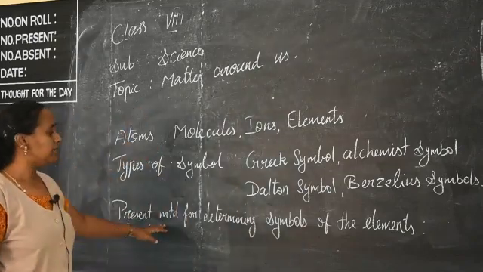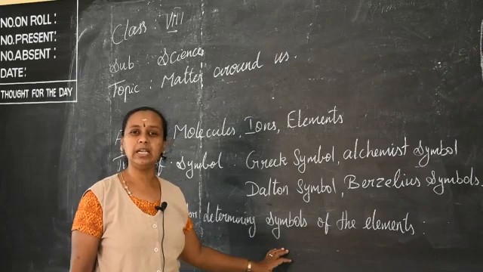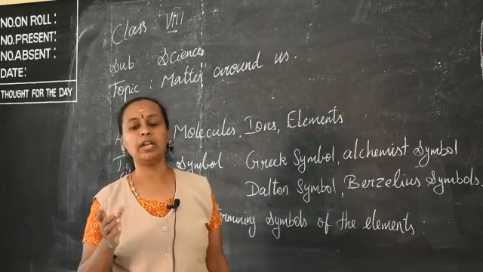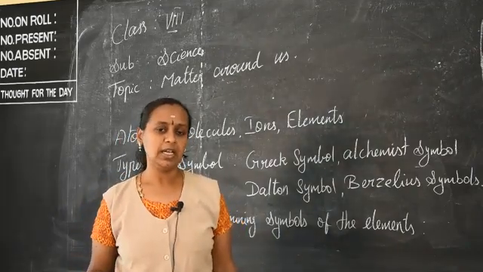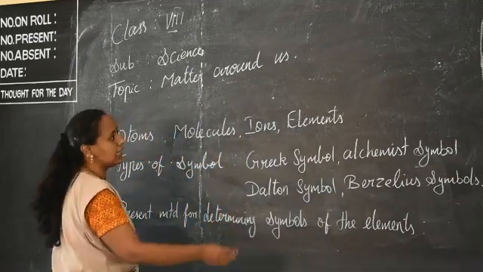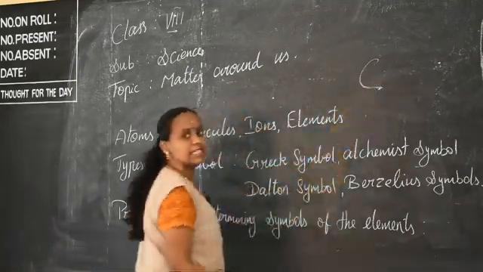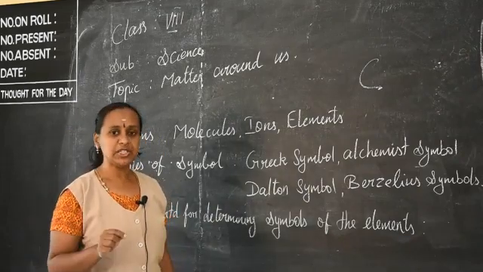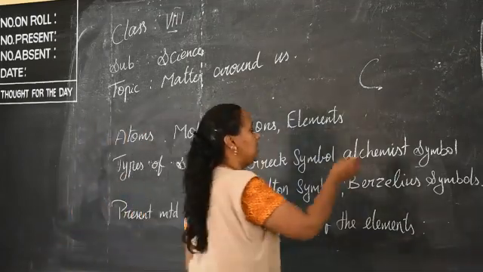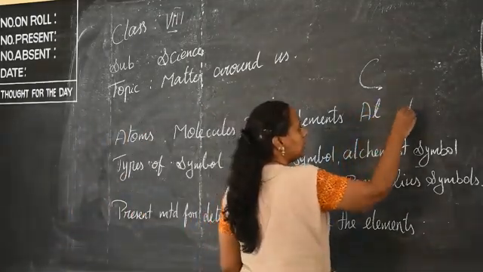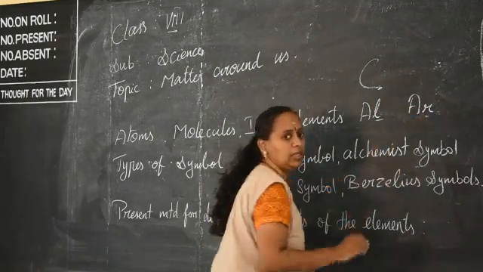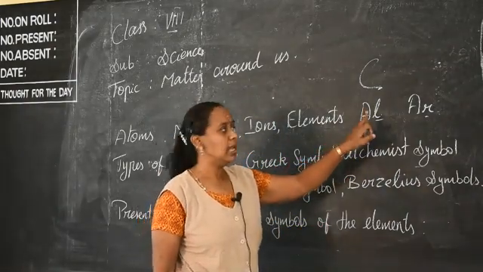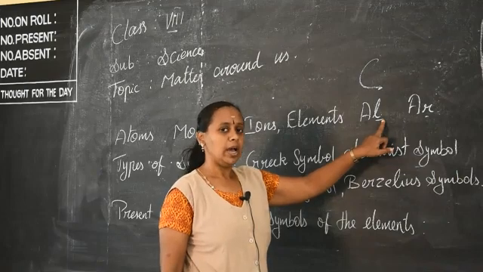The present method for determining symbols of the elements is already taught, so I'll recall how to write it. If the element is a non-metal like carbon or oxygen, we write the symbol as a single capital letter; for carbon it is C. If the first letters are the same, we go for the next two letters, like aluminium and arsenic. You can see the difference between the two, because the first letters are the same. The first letter should be in capital and the second letter should be in small letters. I hope you can understand.